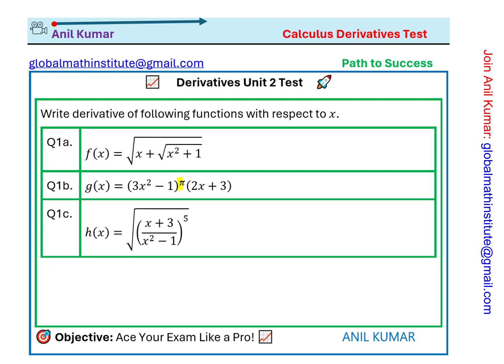In the second, we have pi in the exponent, which is a very difficult number to work with, especially at this stage when you begin with calculus. And then we have a radical function, which is to the power of 5 over 2. Some students struggle working with these exponents, which are rational in nature. Correct. And that's the reason why these three questions have been taken.